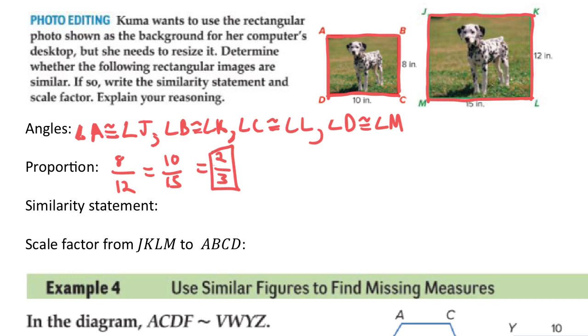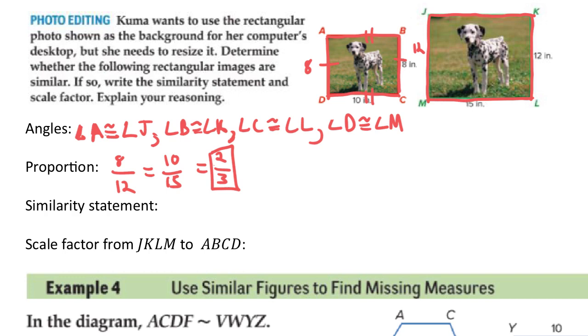All 4 pairs of sides are proportional. You're like, you only showed 2 pairs of sides. Yeah, but if CD is 8 inches, then AD is 8 inches. And if KL is 12 inches, then JM is 12 inches, right? Because these are rectangles. They have congruent sides, congruent opposite sides.